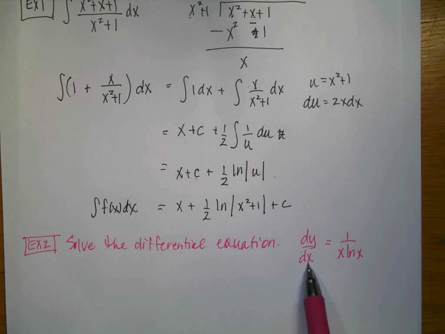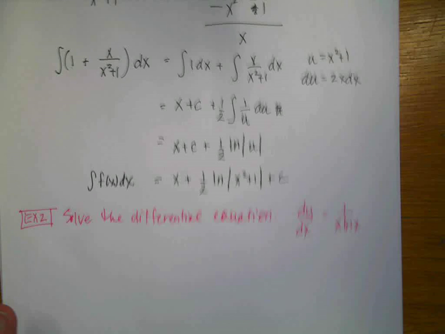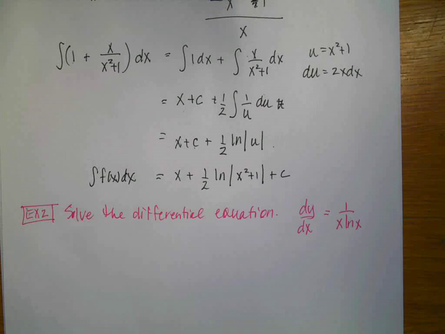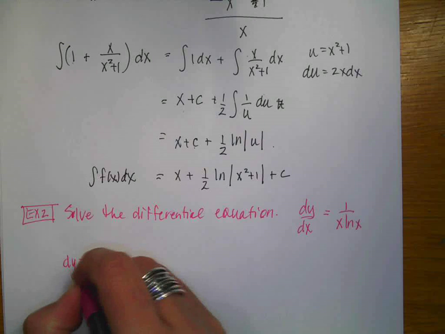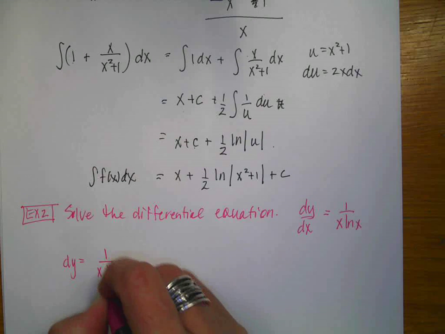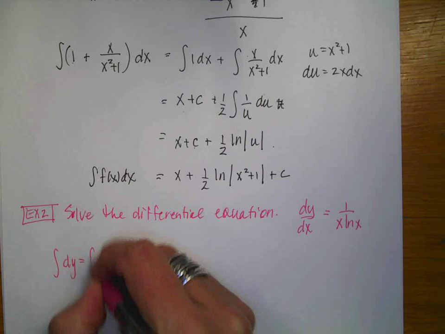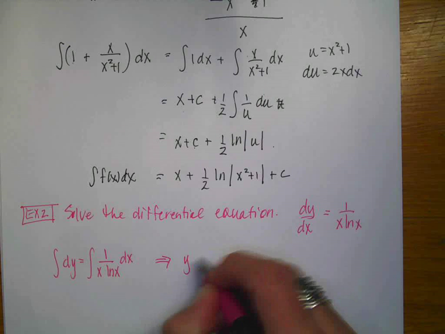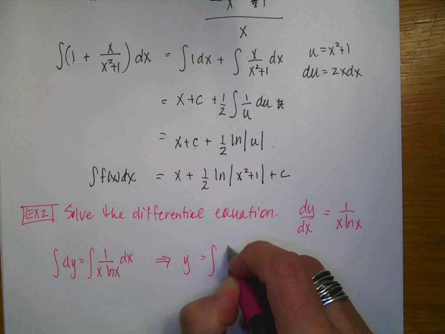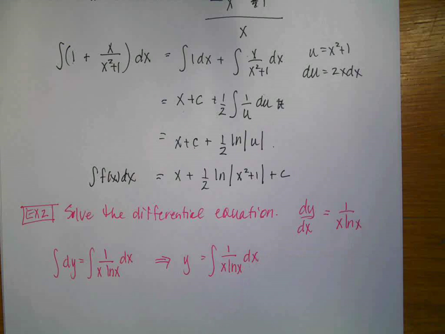So remember, if I'm solving a differential equation, I need to separate my variables. And remember, when you take your AP exam, that just showing that you have separated the variables often earns you a point on an FRQ. So I'm going to do dy is equal to 1 over x natural log x dx. I'm going to integrate both sides. So I'm going to get y is equal to the integral of 1 over x natural log x dx.